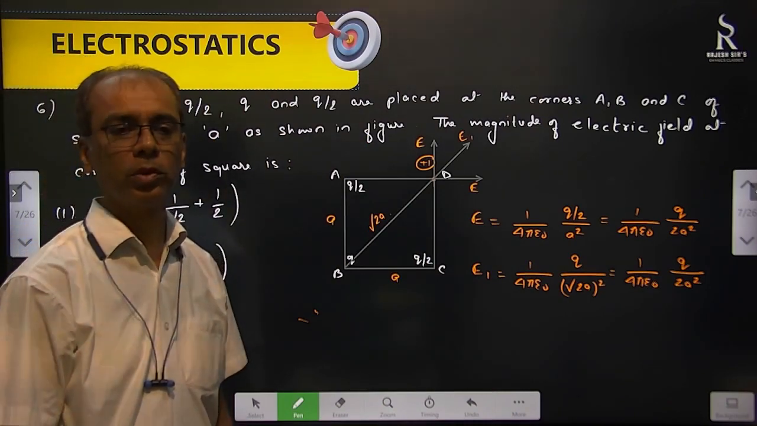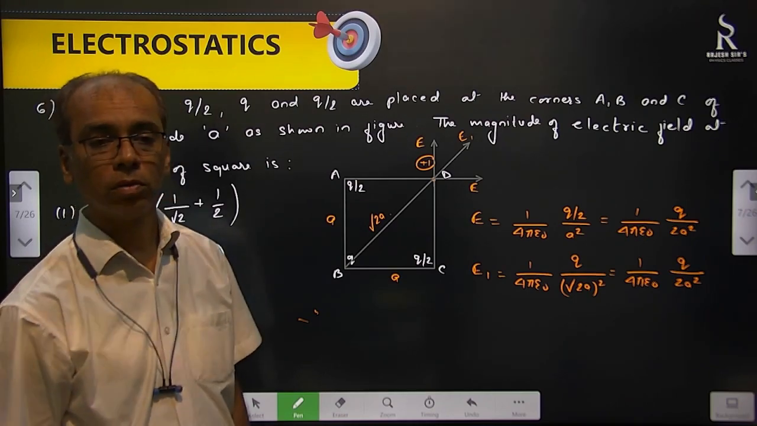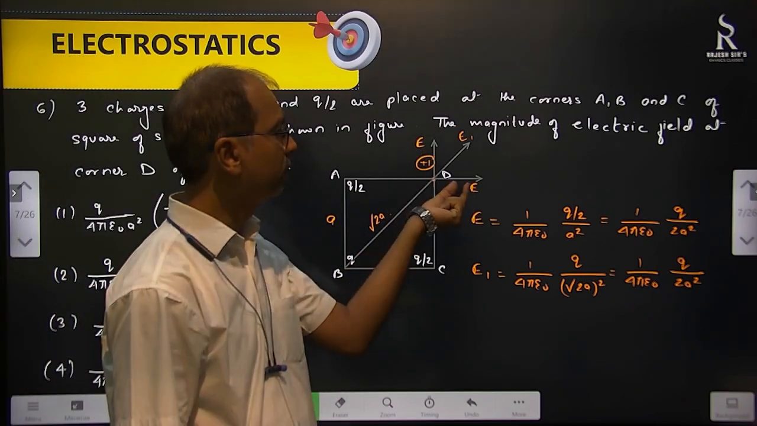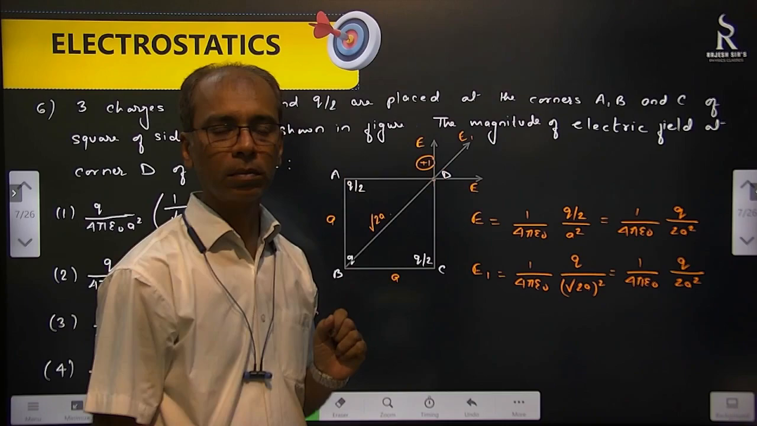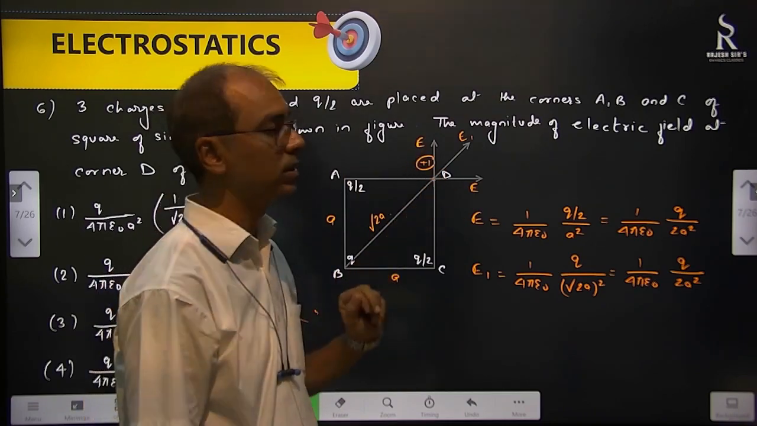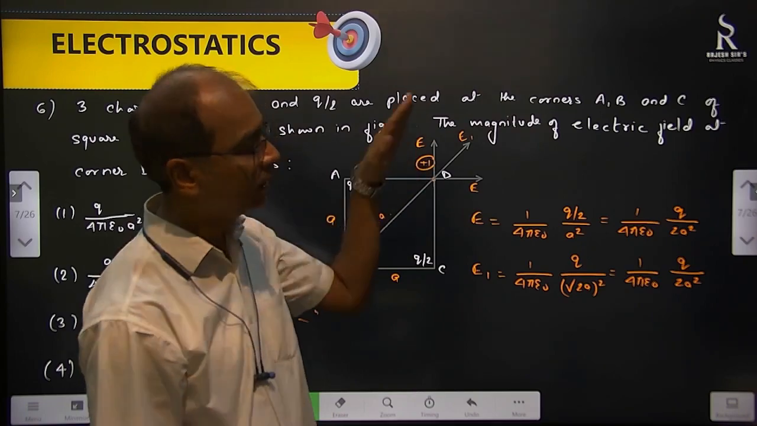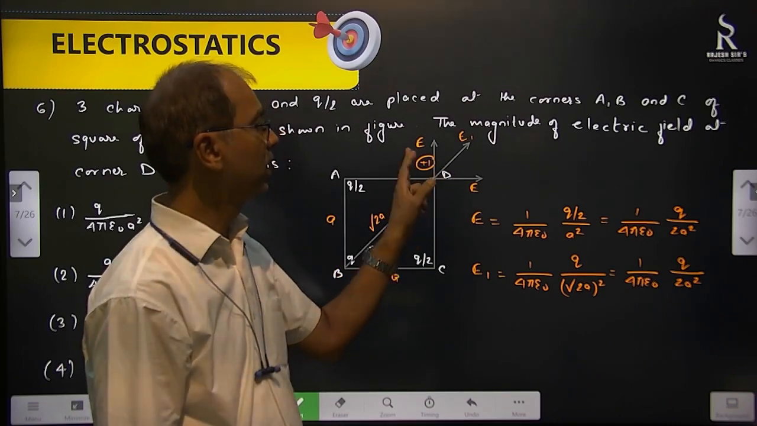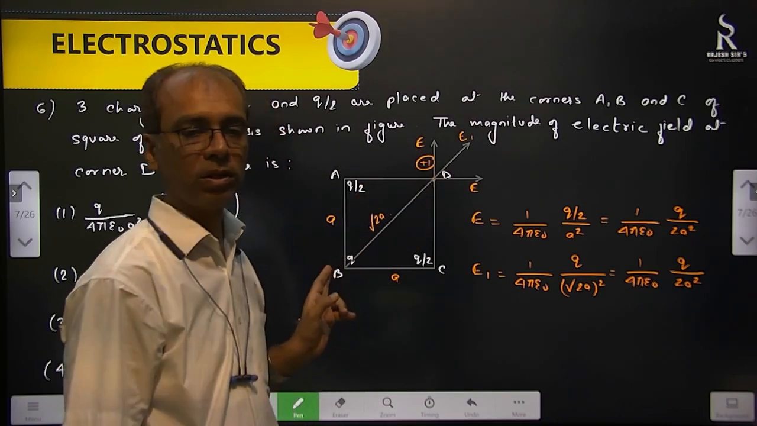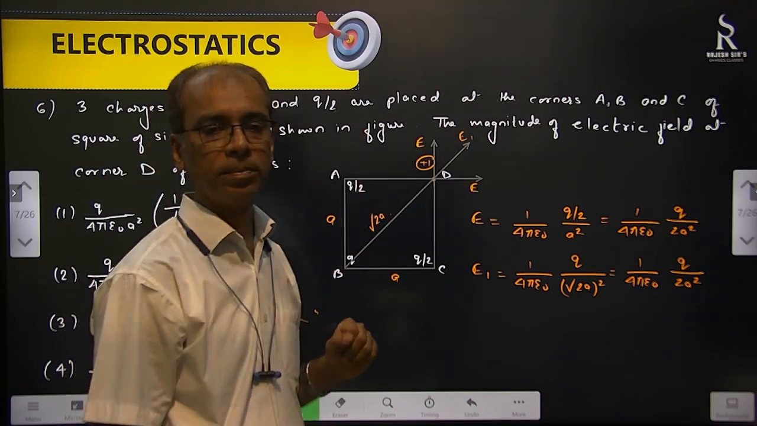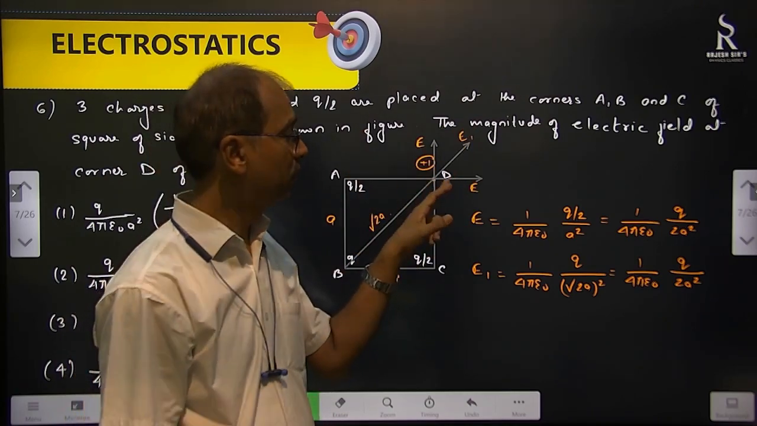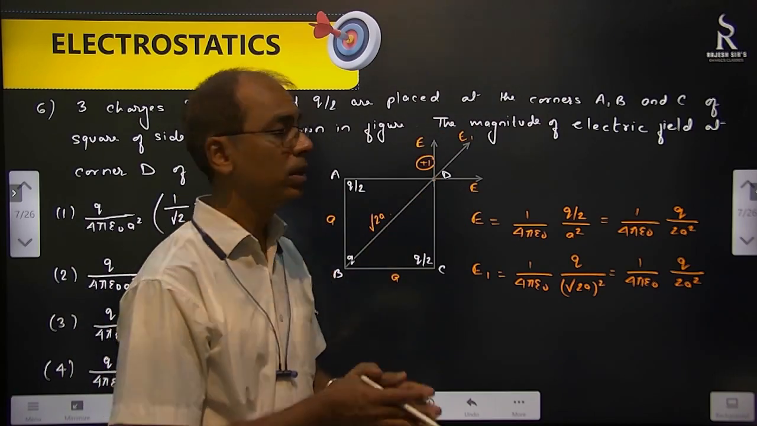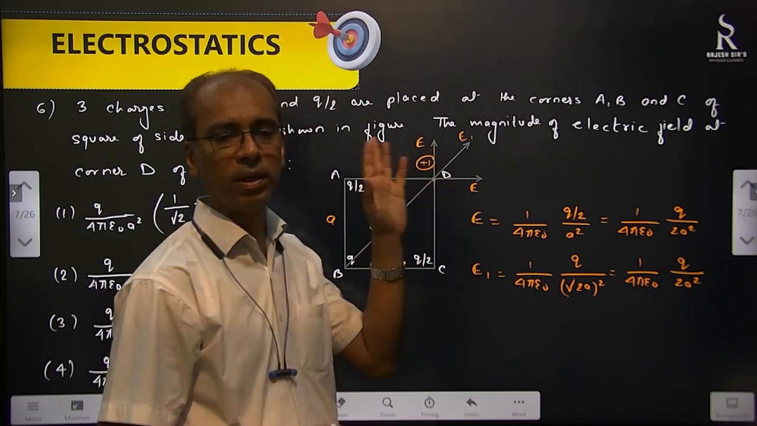No problem. Now, how to find the net? What is the net value? First of all, I am going to calculate the net value of E and E. And where will the net be? If I consider this as a parallelogram, then it will come exactly in the middle. That means it will be along E1 only. The resultant of this E and E will be along E1, because E1 is along the diagonal at 45 degrees. Since they are of equal magnitude, their resultant will also be exactly in the middle. So the net field is going to be the resultant of these two E's plus E1.